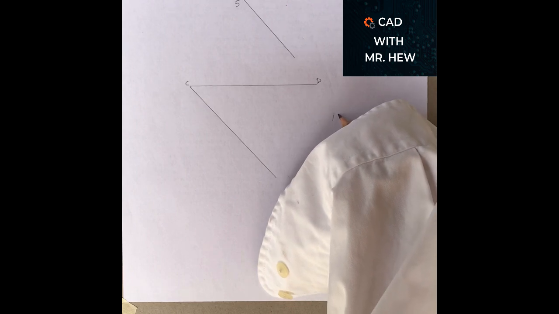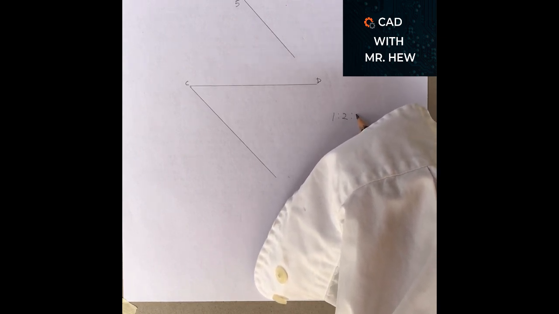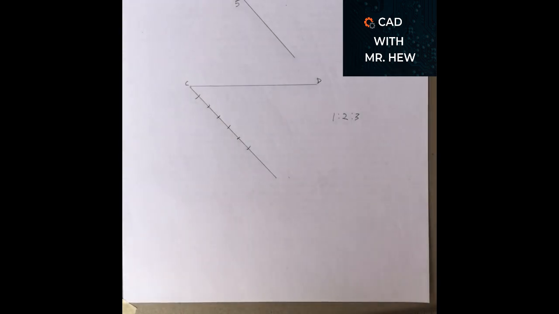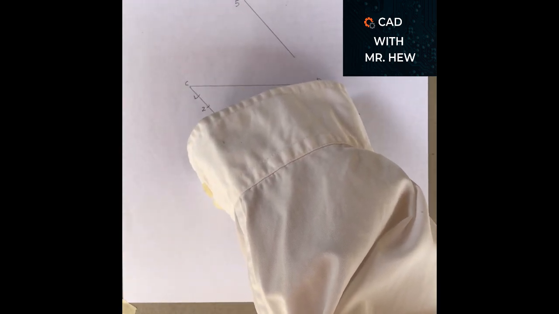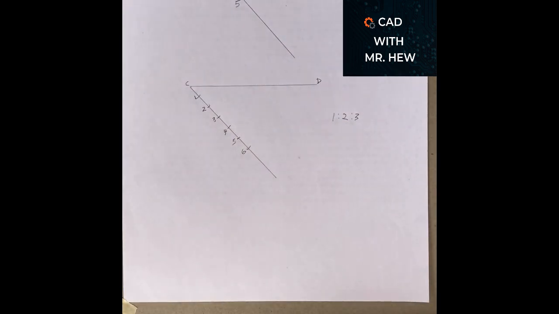So this is the ratio 1 colon 2 colon 3. So that is the ratio that we're dividing the line CD into. So we're going to take our compass and we're going to open it to any convenient radius, and we're going to use the same radius to mark off the ratio. So the ratio was 1, 2, 3. That's 6 parts. So we label the arcs 1, 2, 3, 4, 5, 6.